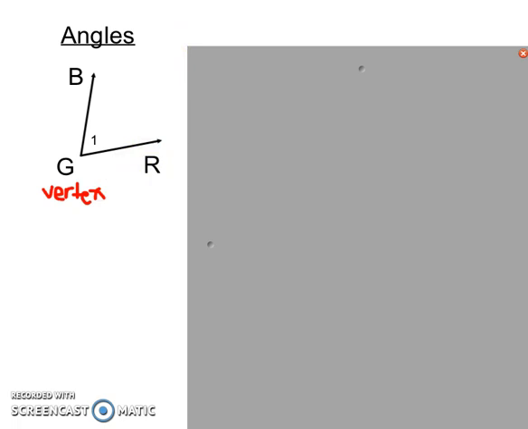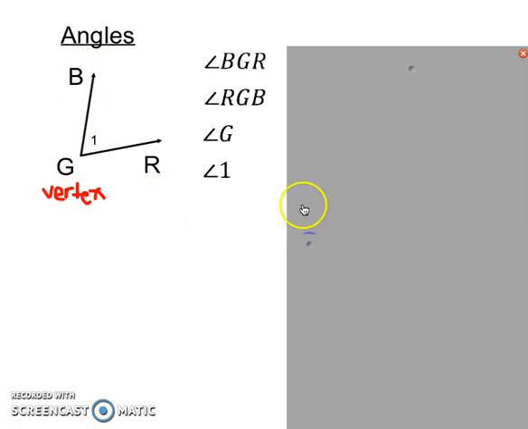You can name angles a lot of different ways. So we go in order. I'm going to say angle BGR, but I could also say angle RGB, as long as G is in the middle. That is important. G has to be in the middle when you name your angles. So BGR, RGB. I could also just call this angle G. I'm not always going to be able to do that because sometimes you'll have situations where there's another ray coming off it, and it wouldn't be very specific. You wouldn't be able to tell which angle you were talking about.